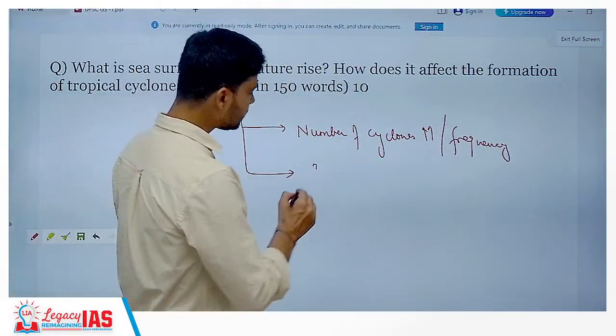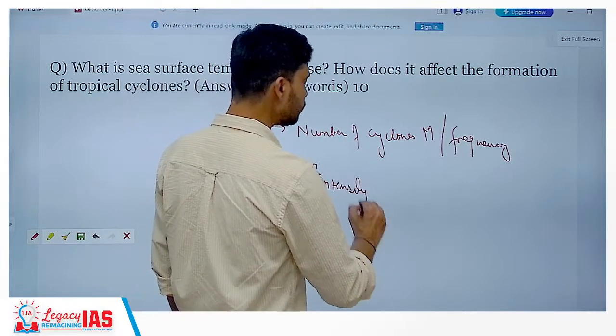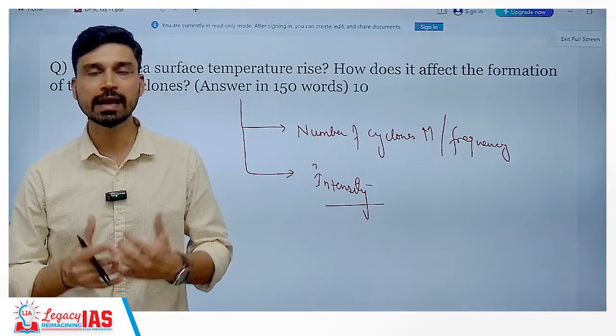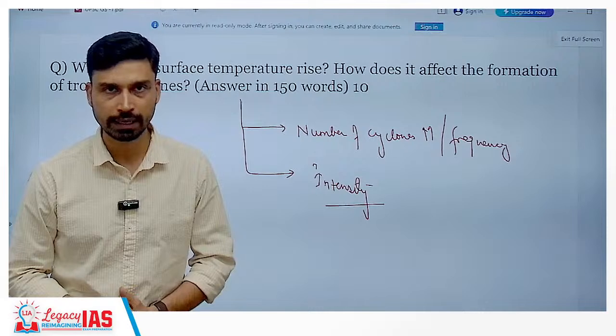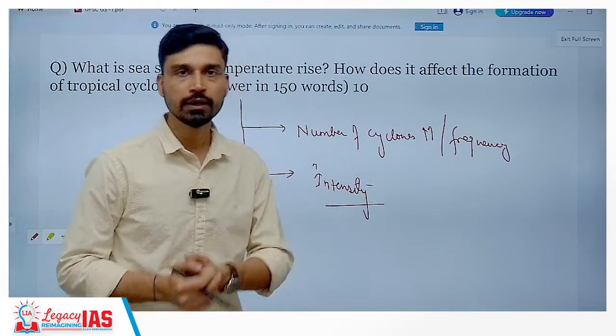Second, what is increasing is also the intensity of tropical cyclones. The intensity of a cyclone depends on how much water vapor is contained in the atmosphere and how strong the winds are rising. Both of these are positively related to the sea surface temperature rise.